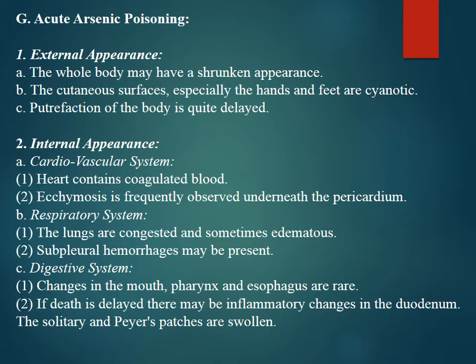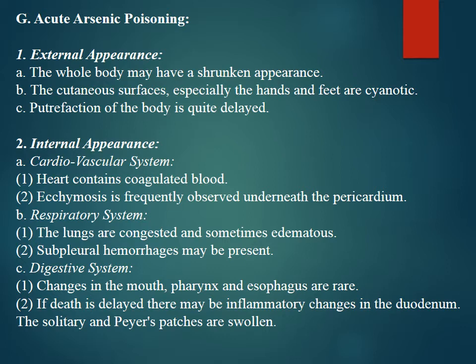Next is acute arsenic poisoning. External appearance: the whole body may have a shrunken appearance. The cutaneous surfaces, especially the hands and feet, are cyanotic, or there is bluish discoloration. Putrefaction of the body is quite delayed. Internal appearance, cardiovascular system: the heart contains coagulated blood. Ecchymosis is frequently observed underneath the pericardium.